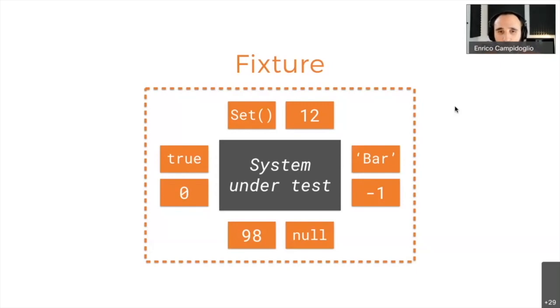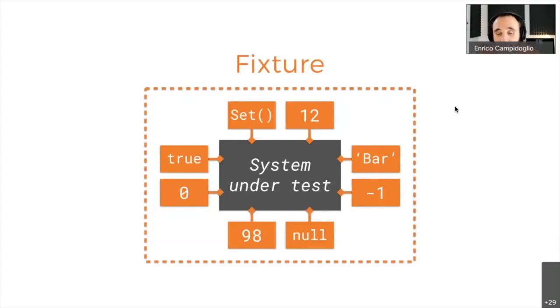But we have another problem. It's not enough to have a big fixture. Another problem is that every time you invoke your system under test, by passing arguments or by actually invoking its API, you are creating coupling onto it.